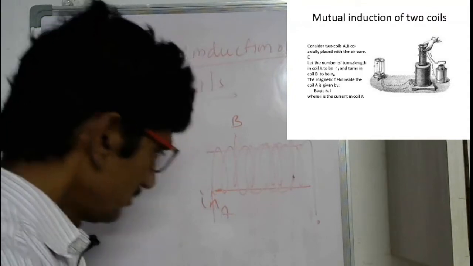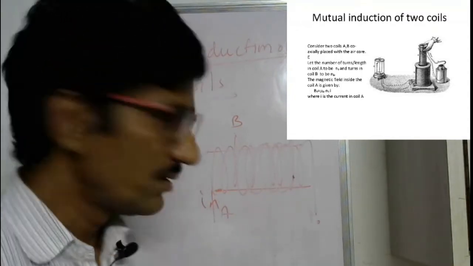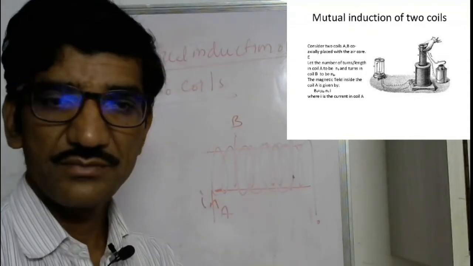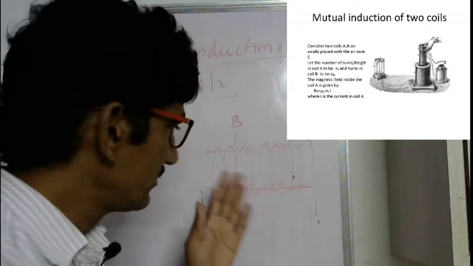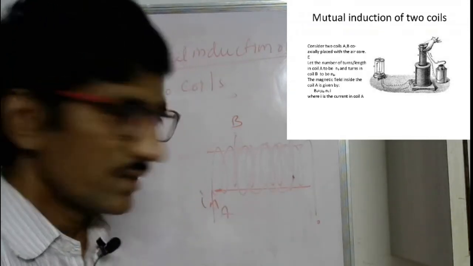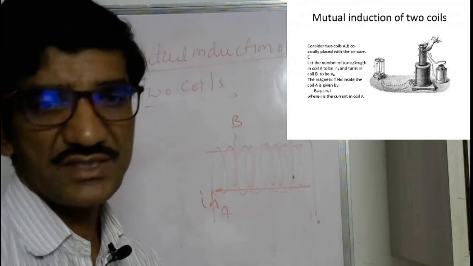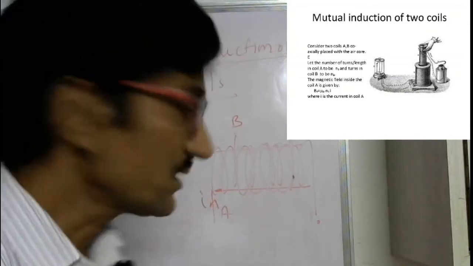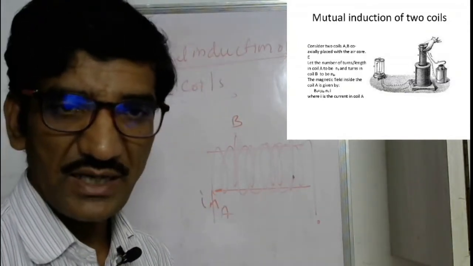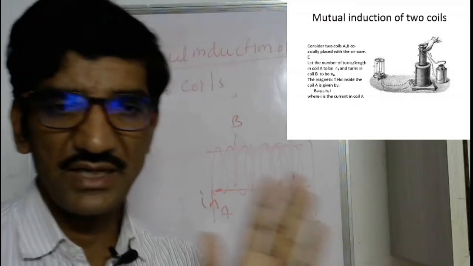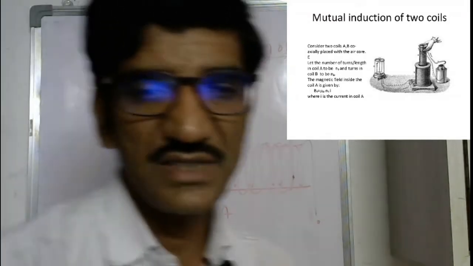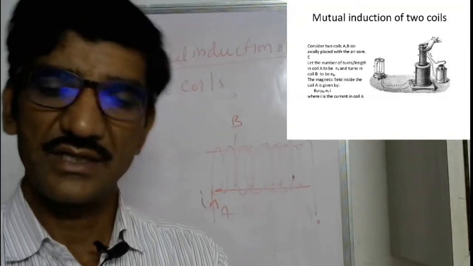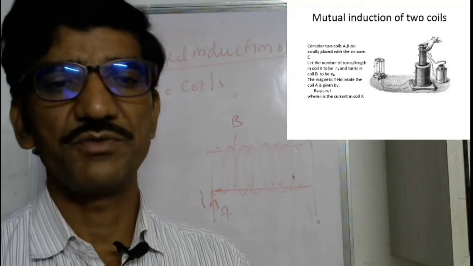Now, due to the change in the current flowing through the coil, you have a changing magnetic field around this coil A. Because you are placing coil B just above coil A, this flux will also be linked with coil B. So this changing magnetic flux linked with coil B induces some EMF in coil B. This is what mutual induction is.